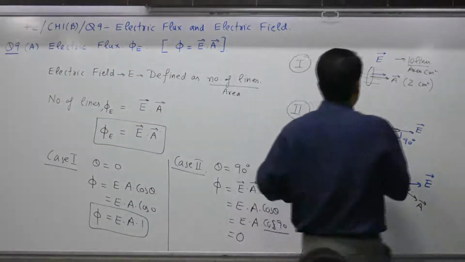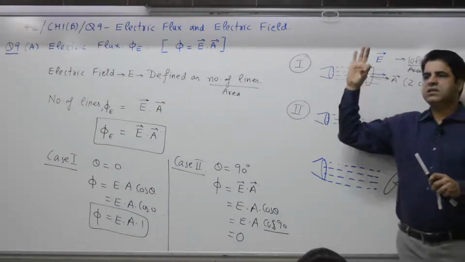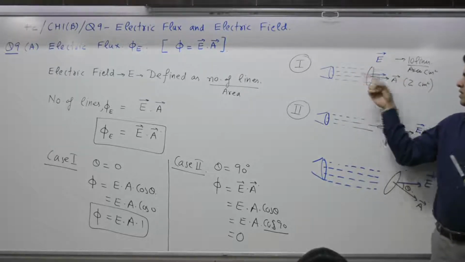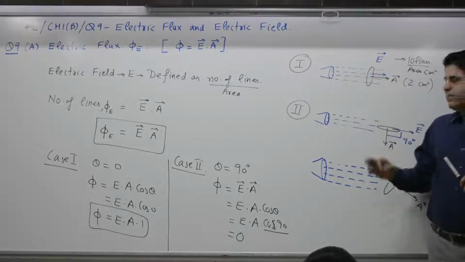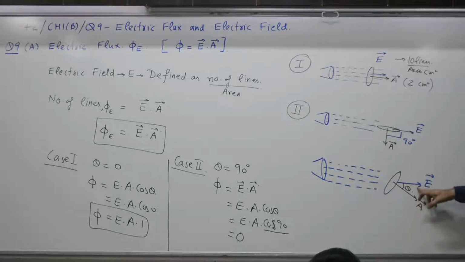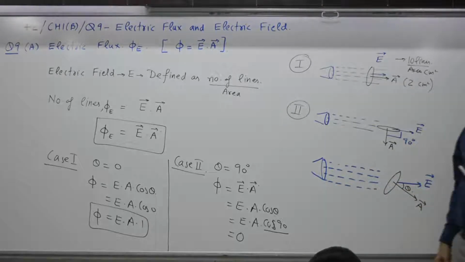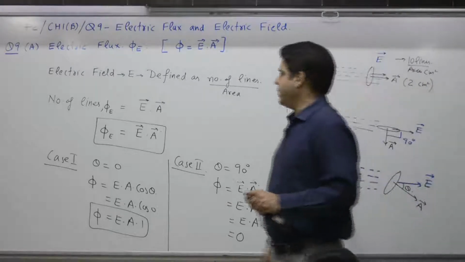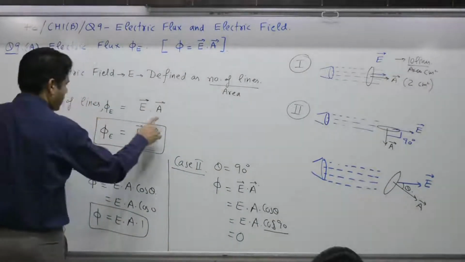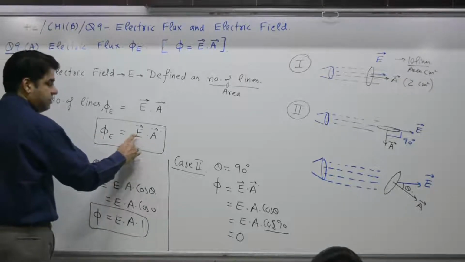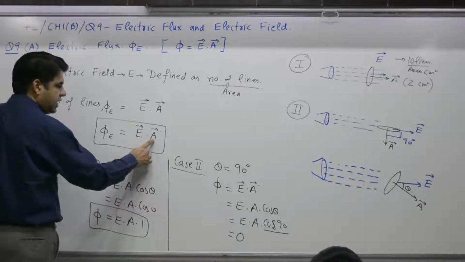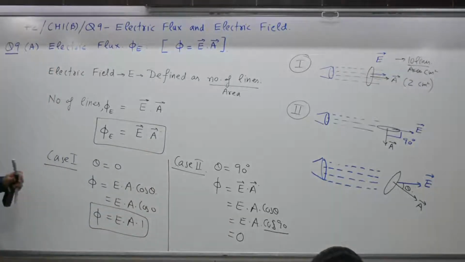Simple. If you rotate this with change in theta, the outcome is different. If the angle between area and E is theta, then flux is E dot A. This is what we want to explain. Electric flux is equal to electric field, which is a vector quantity, dot area, which is also a vector quantity. Time with you is 4 minutes.